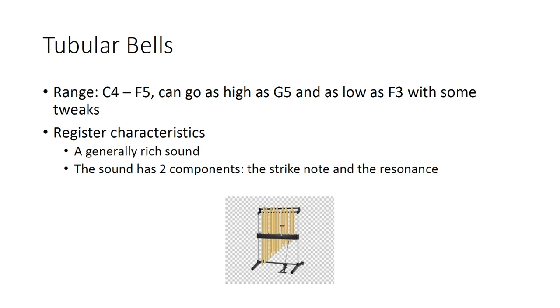Yeah. And now we move on to the tubular bells. They are the ones that Mike Oldfield uses in his song "Tubular Bells." They actually have a very, very rich sound, as you can hear in that song. Their range is not that big though. As you can see, it ranges from C4 to F5. It can go as high as G5 and as low as F3 with some tweaks, adding some extra tubes.